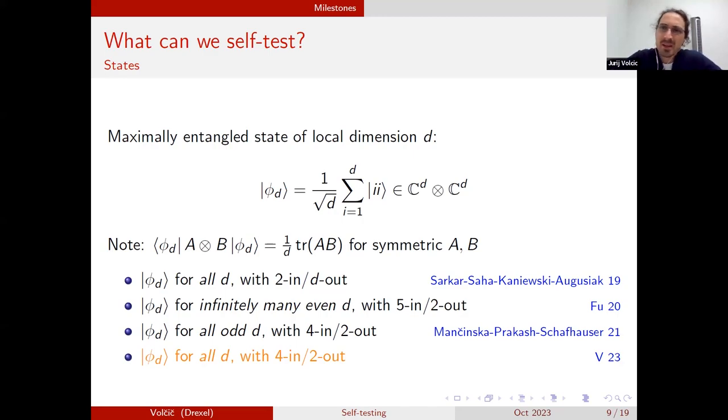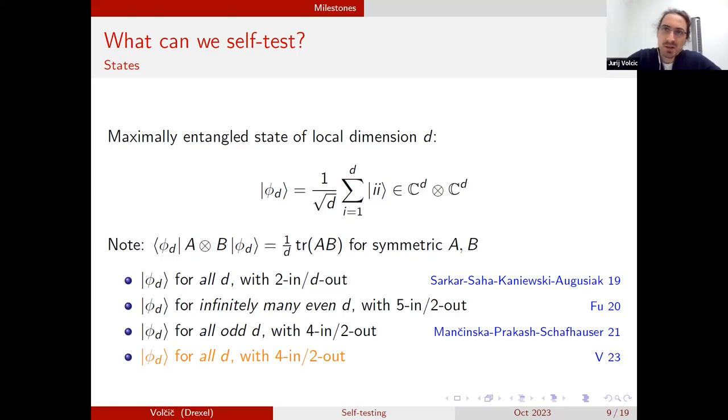Maybe it's a weird statement, for infinitely many even D. So in the proof, what he does is this D is actually a prime number minus one, right? So he uses some group theoretic arguments to show that for infinitely many primes, one can get a self-tested model. And this then gives you infinitely many instances of even Ds. This was then complemented more or less at the same time by Mančinska, Prakash and Schafhauser, where they provided self-tests with four inputs and two outputs for maximally entangled states of all odd dimensions, right? So it's a really complementary result.